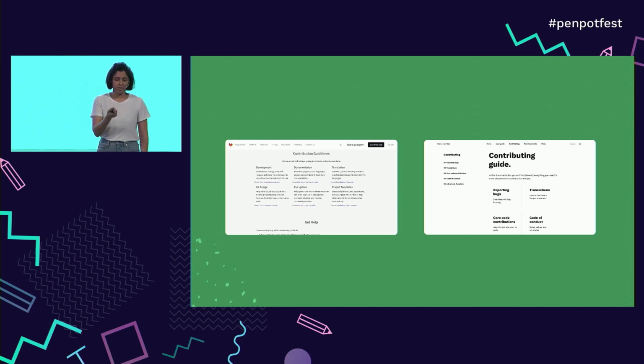And looking at how GitLab has been doing it, it's also very impressive because we have opportunities for translation, UX design, evangelism, project templates alongside development. And that takes some extra effort, and it is the extra length that these organizations have been going.